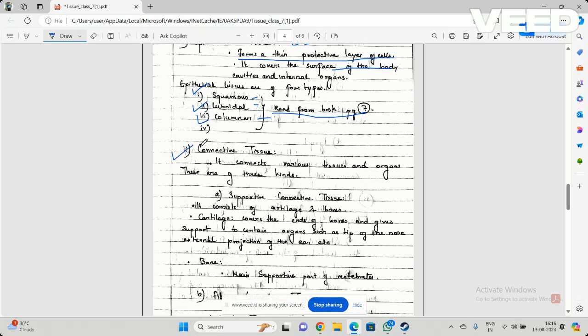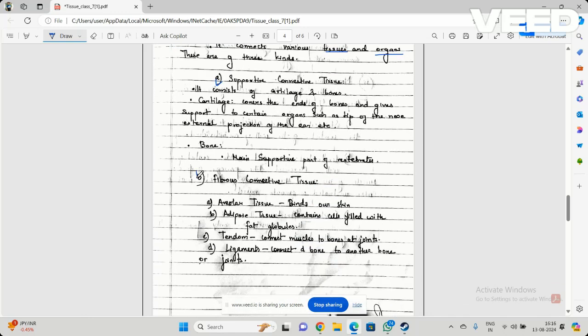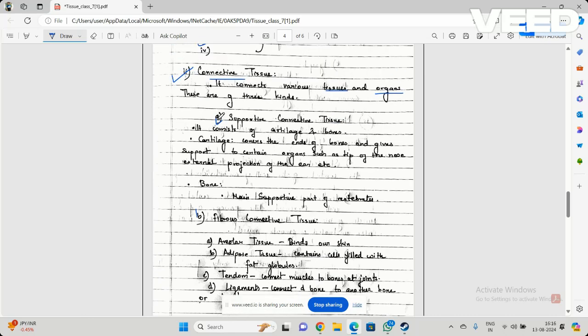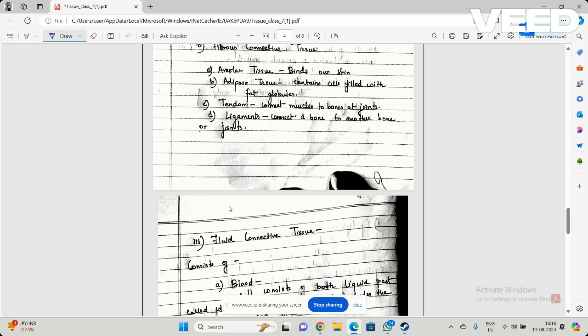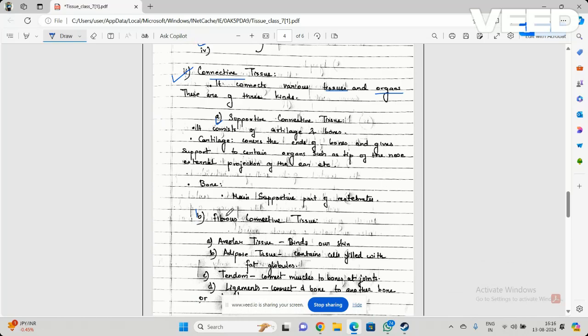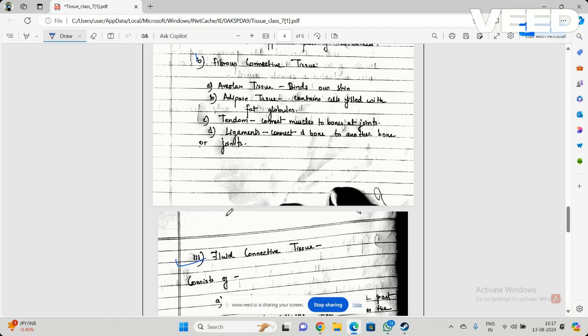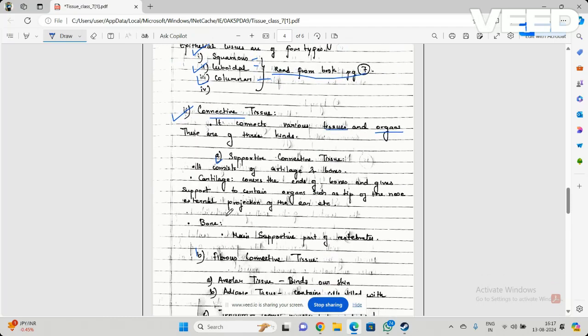Second is connective tissue. What is connective tissue? It connects various tissues. Various tissues and organs are connected by this connective tissue. There are three kinds: supportive tissue, fibrous connective tissue, and fluid connective tissue. First of all we will learn about supportive connective tissue.